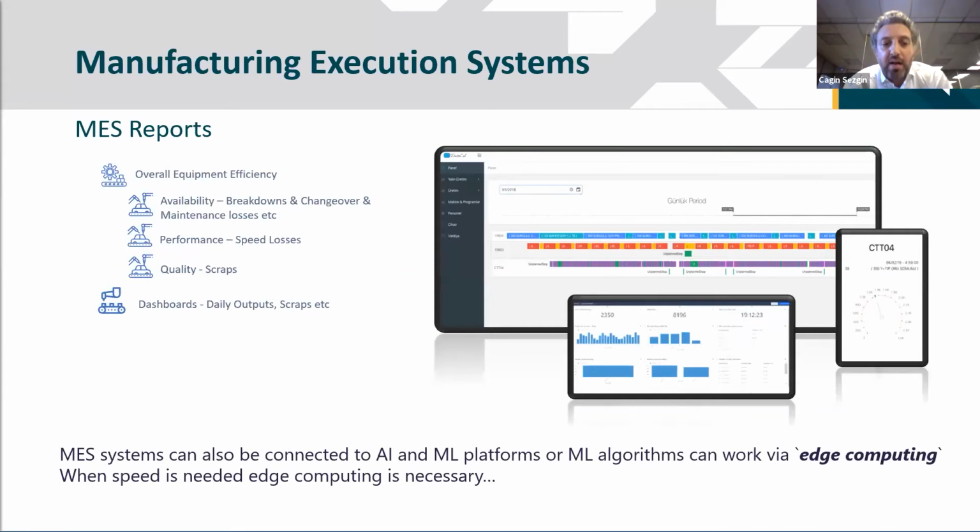So yeah, MES systems basically visualize data, but what is new? Now they are connected to AI and ML platforms, and via edge computing, when speed is needed, edge computing is necessary, and you can develop predictive models. So think about that. Before your output becomes a mistake, or your dimensions go in the wrong direction, you can recognize it and change the parameters. So now you are one step forward than the basic MES systems.